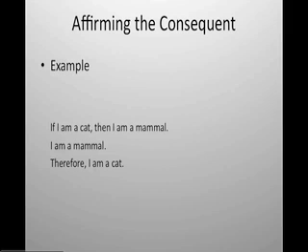But again, we can look at an example. If I am a cat, then I am a mammal. True. I am a mammal. True. Therefore, I'm a cat. Not true. Since it's possible to come up with a false conclusion here from true premises, we can see that this is an invalid form, and therefore any argument that takes this form is a fallacy.